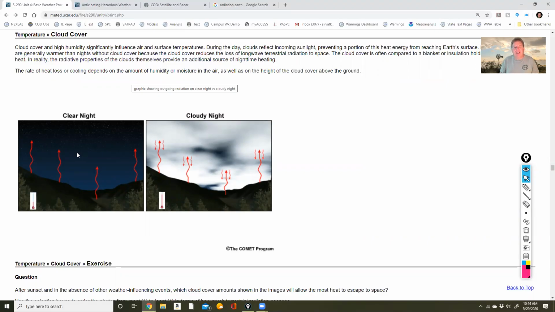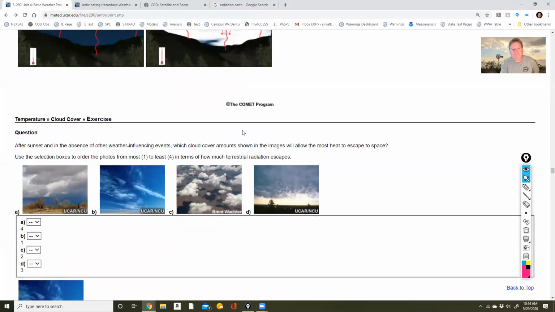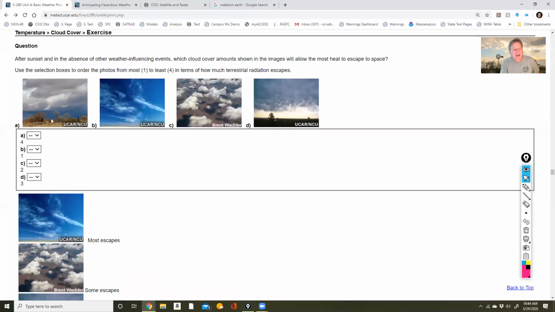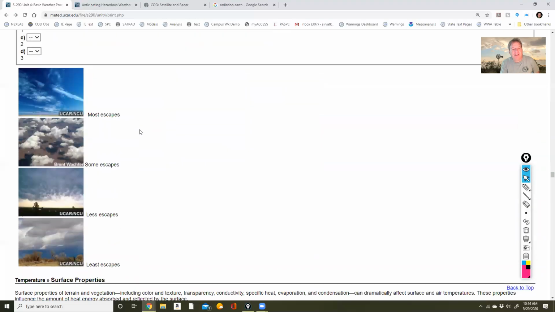But if it's cloudy, see these clouds here? They're giving radiation back to the Earth. So which is going to be colder, clear night or cloudy night? And the answer is, well, a clear night is going to be cooler. A cloudy night gets radiation coming back down to the surface, so you don't lose it as quickly. So go through here, answer these questions. That would be a good thing to kind of review.